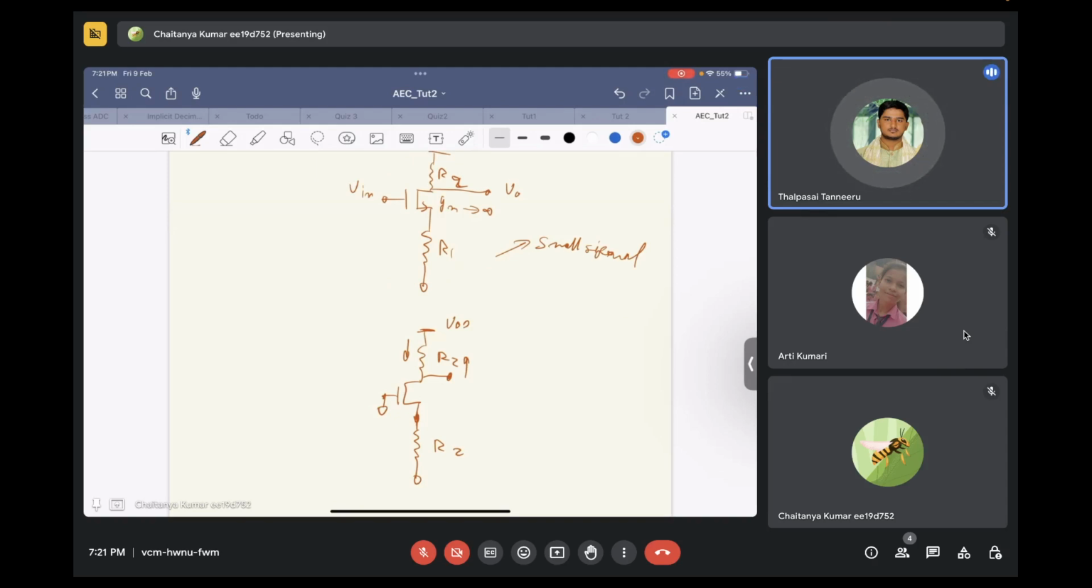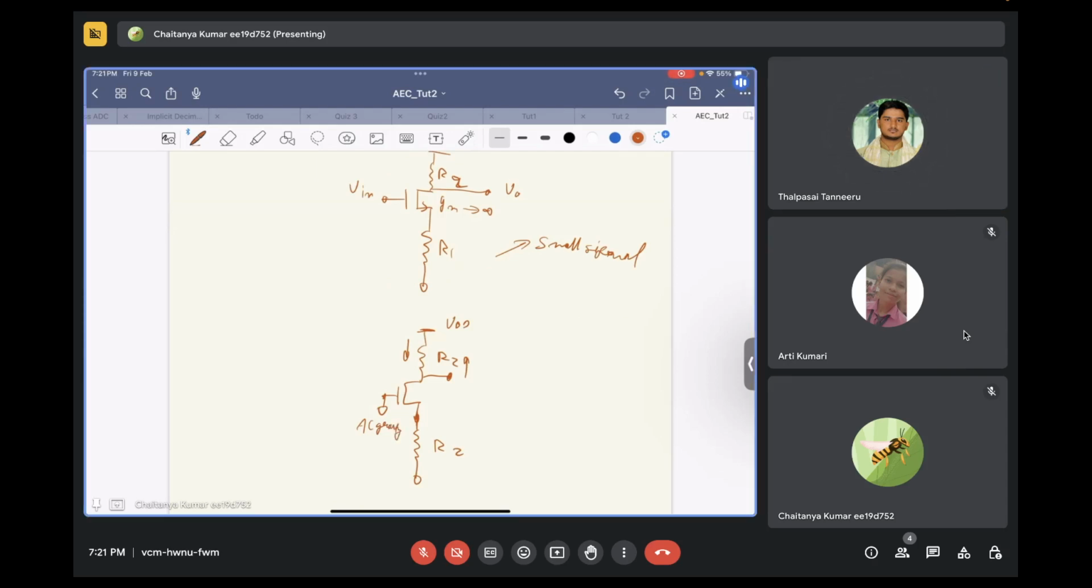Sir, actually, the MOSFET won't conduct because the gate is grounded. No, I said that this is a small signal analysis. The biasing has been taken care of. This is AC ground. We are just talking in terms of small signal analysis. Forget about large signal analysis right now.